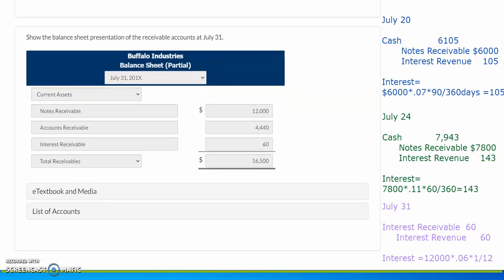So this is a partial balance sheet. It's only showing the receivables accounts as of July 31st. So within our current assets, we're going to include notes receivable, accounts receivable, and interest receivable. So these numbers are going to be your ending numbers from the T accounts that we just updated. And you're going to compute the amount of total receivables.